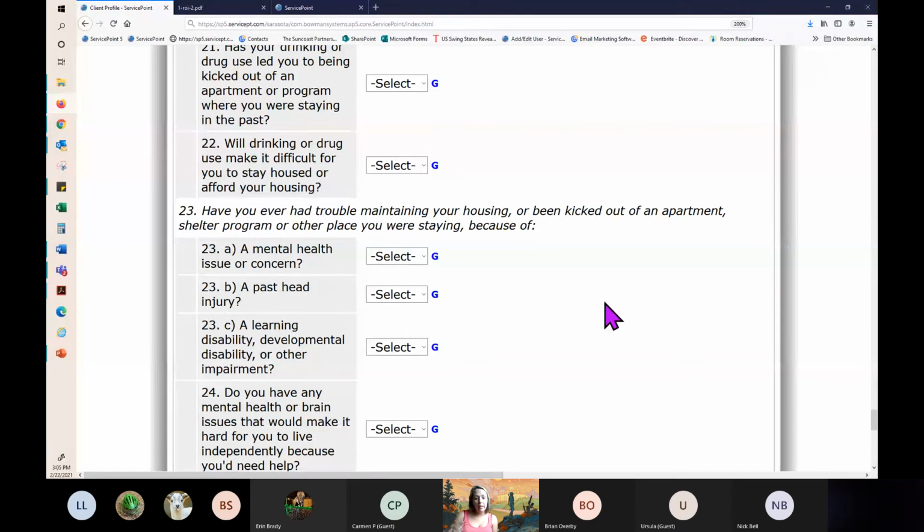It's about reminding the client that this will not bar you from entry into any project that you could potentially receive a referral to. We're just trying to get the right story here.